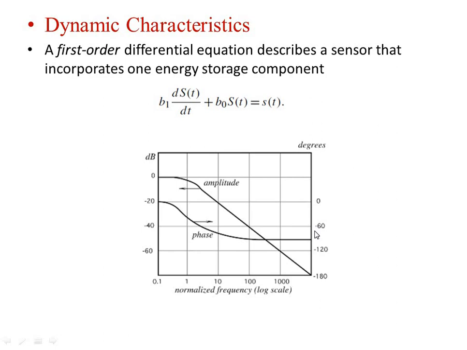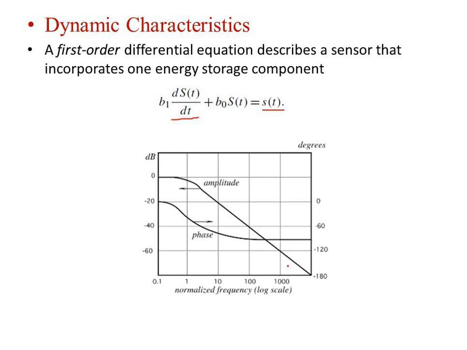So this is the first order differential equation. Here you can see this is the first order differential equation, because the power of differentiation is 1 only. Okay, so B1 d s of t by dt plus b0 s of t is equal to s of t. So this is the response you are getting, and that response may be in terms of amplitude or it may be in terms of phase.